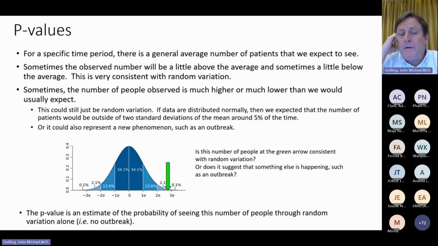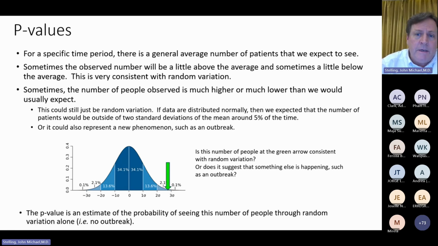For a specific time period, for example, in the month of January, there's an average number of people that we expect to see. Maybe in a month, you are expecting to see 10 people. It's not going to be usually exactly 10 people. Sometimes it'll be 8 people, 11 people, 13 people, 9 people. So the number is going to go up and down around the expected average. If it goes up and down a little bit, that is consistent with random variation.